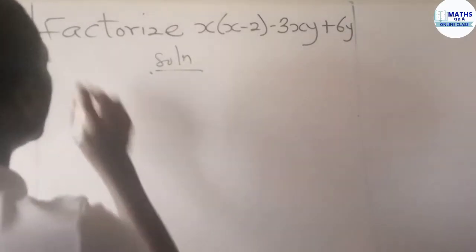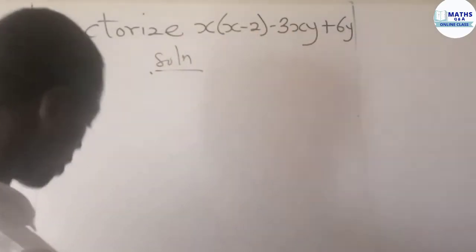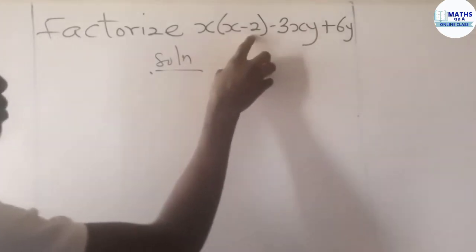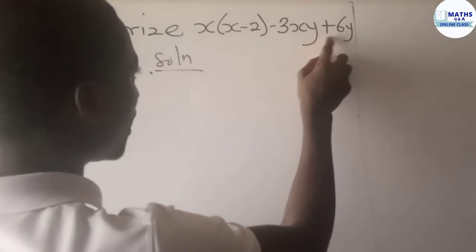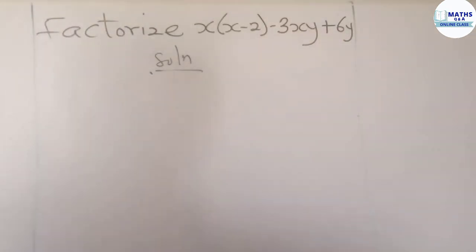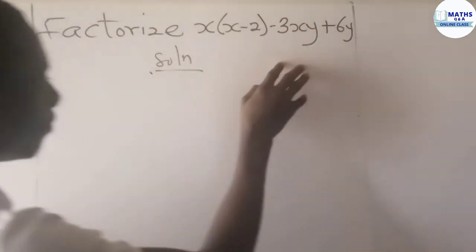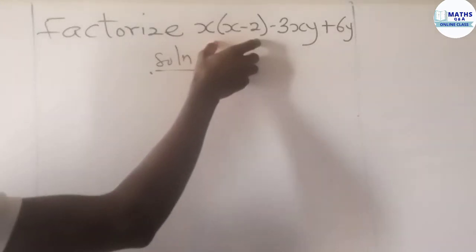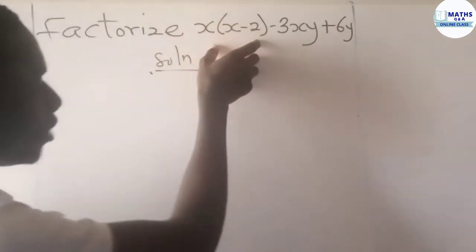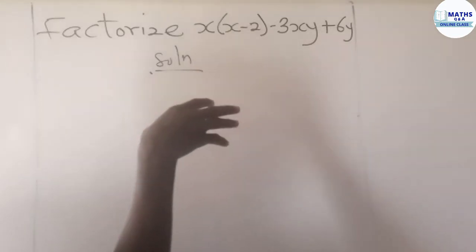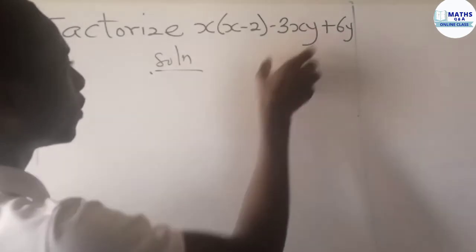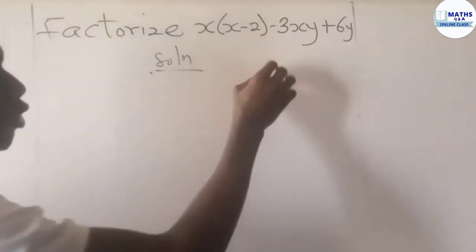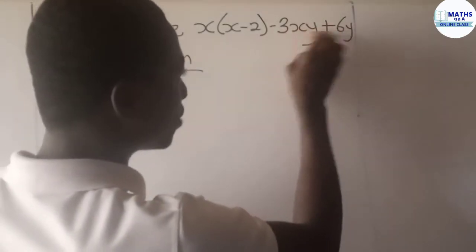Now we are to factorize this algebraic expression: x multiplying x minus 2, minus 3xy plus 6y. If you look at this expression, this one has already been factorized for you, so there is no need of expanding it. It will rather waste your time. So the next thing we have to do is to factorize this one.